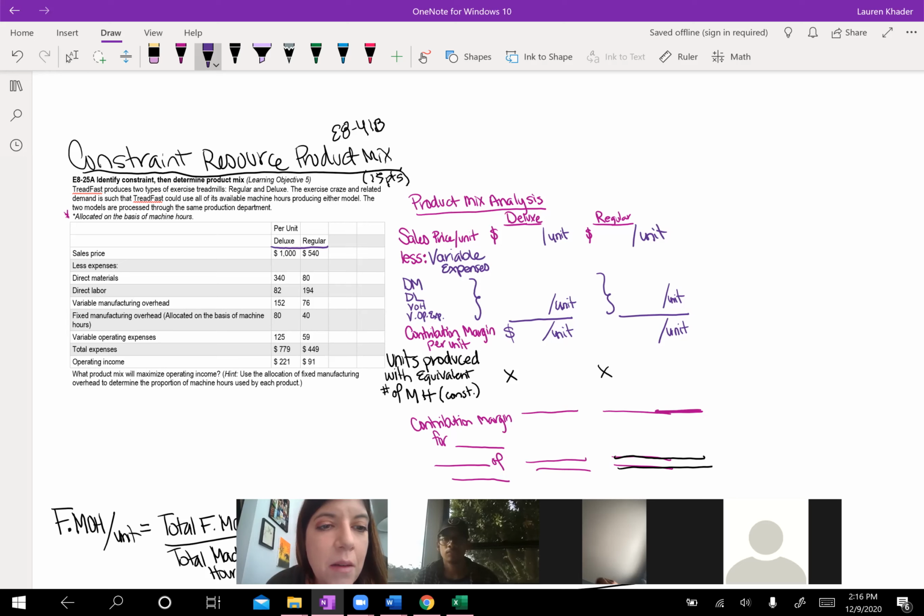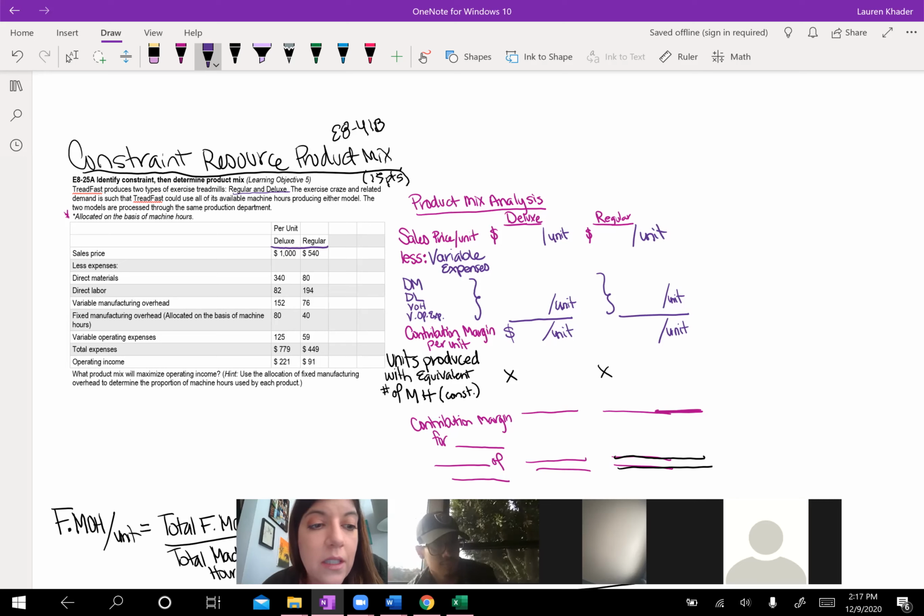Treadfast produces two types of exercise treadmills, regular and deluxe. The exercise craze and related demand is such that Treadfast could use all of its available machine hours producing either model. So machine hours is our constrained resource. The two models are processed through the same production department, and we have an allocation based on machine hours. So overhead is allocated based on machine hours. We have our deluxe model and then our regular model.